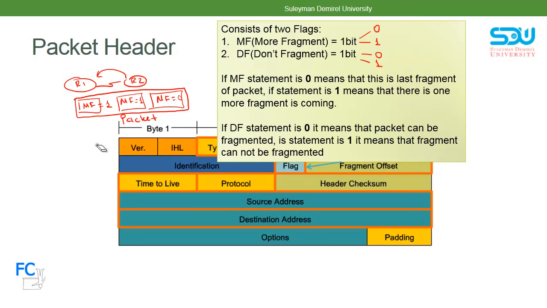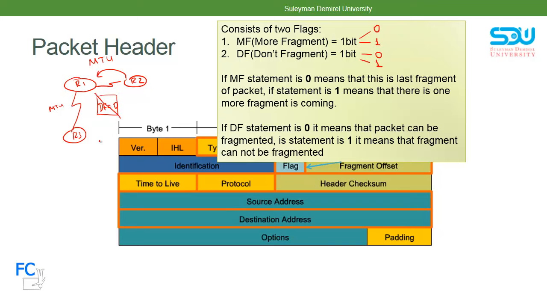Well, and what is DF, the don't fragment? Imagine that router 1 receives the fragment from router 2, and it has to resend it to router 3. When the packet comes with a DF value equal to 0, it means that if router 1 has a big MTU here and a small MTU here, router 1 will be able to fragment this packet into some fragments. But in case it is required to fragment, but our DF value is equal to 1, then this packet is not able to be fragmented by router 1.